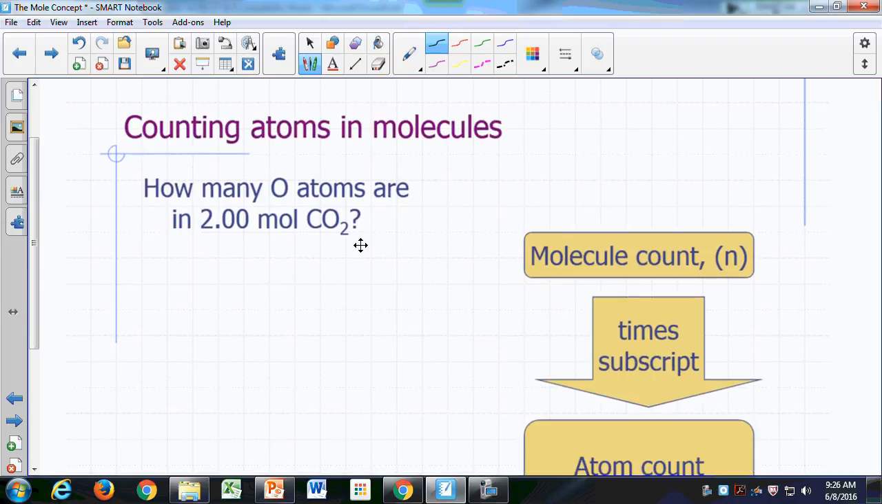Okay, so if you know the number of molecules, whether it's an individual count or a mole count, then you should be able to figure out how many atoms you have based on the formula of the molecule. So let's look at this question right here, which is asking you how many oxygen atoms are there in 2 moles of carbon dioxide molecules.